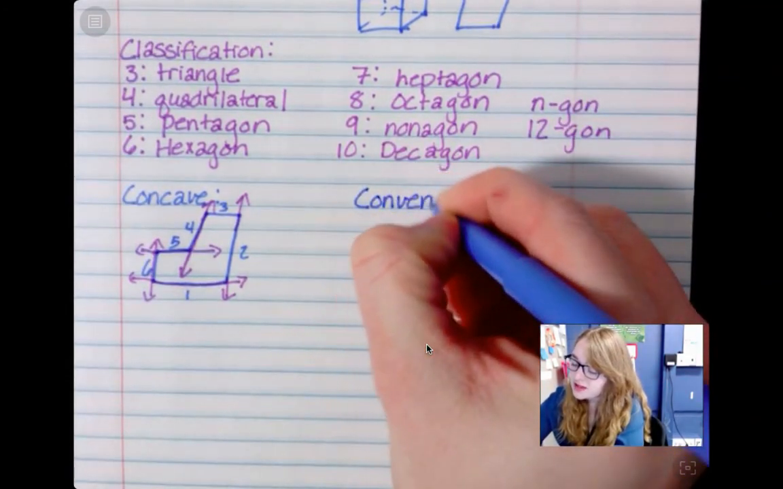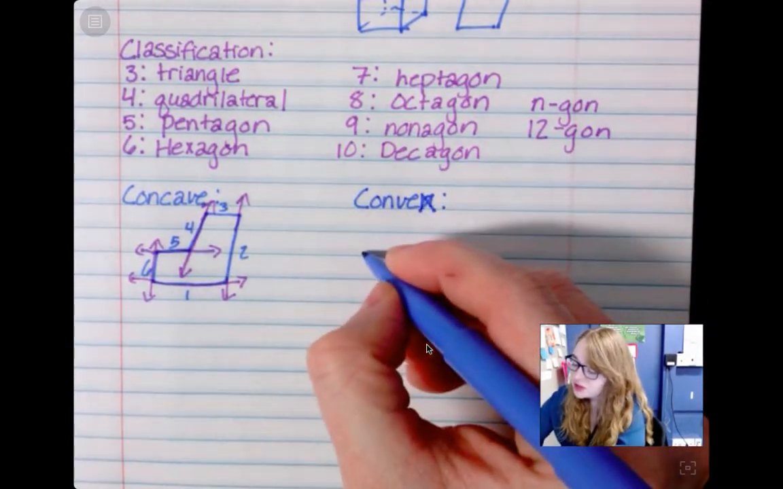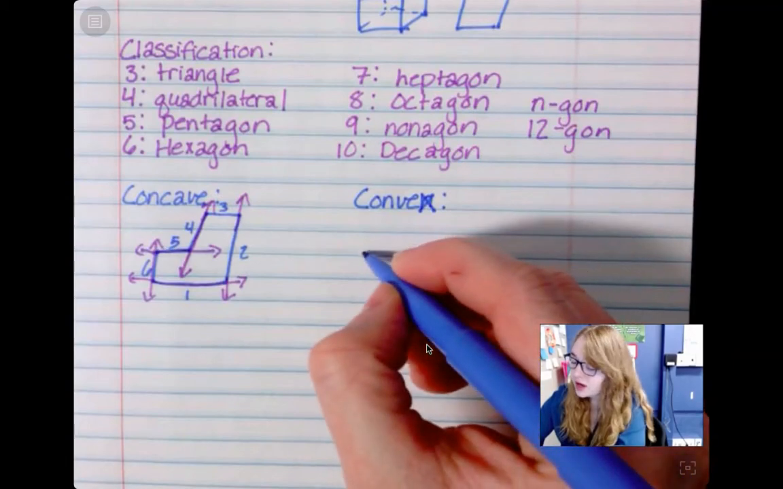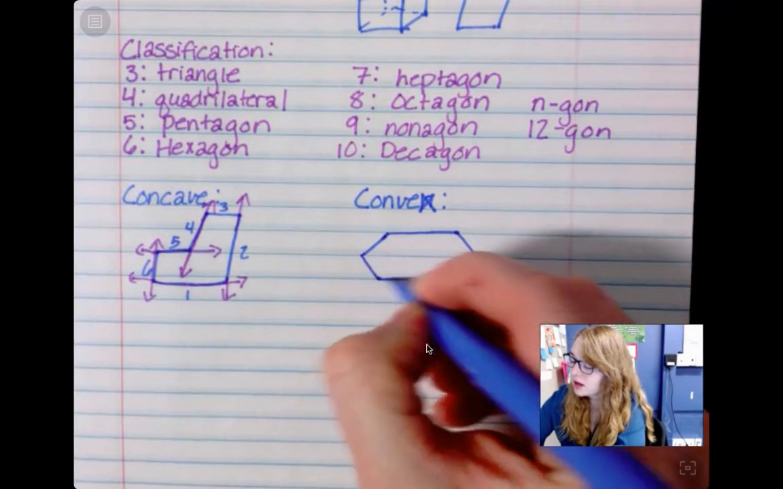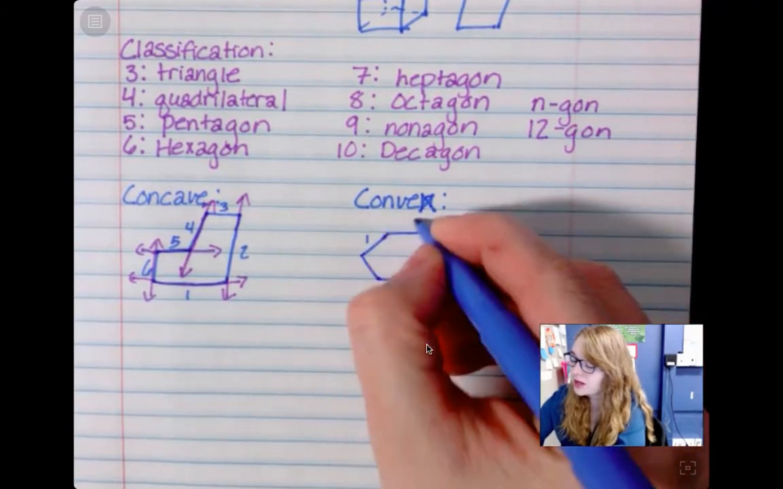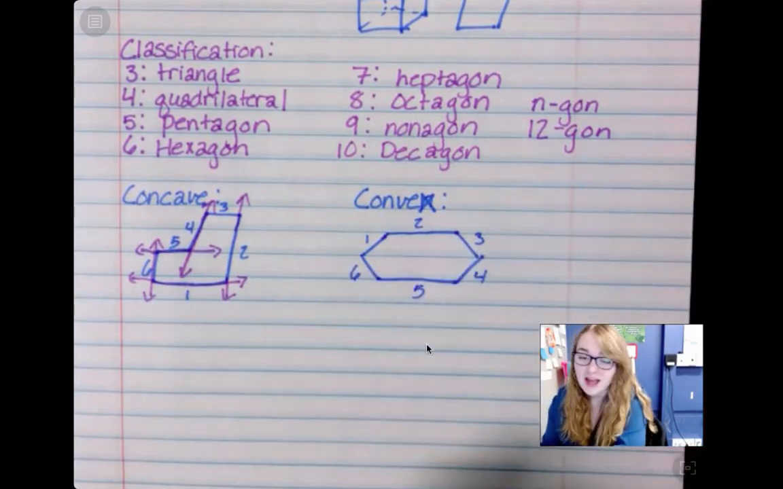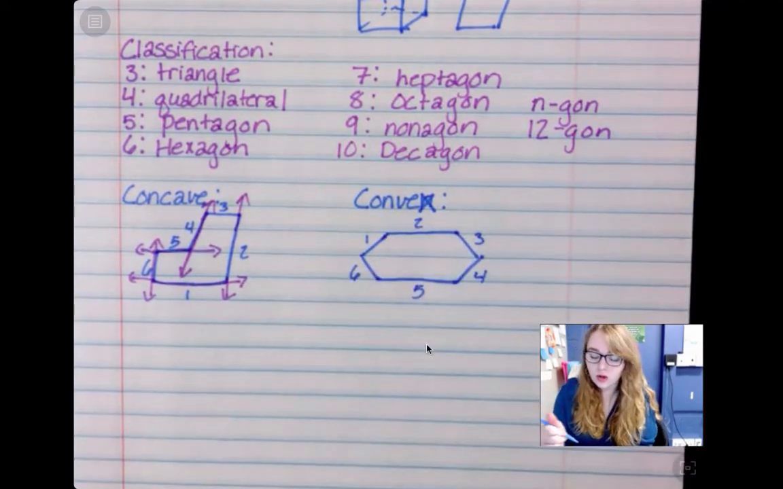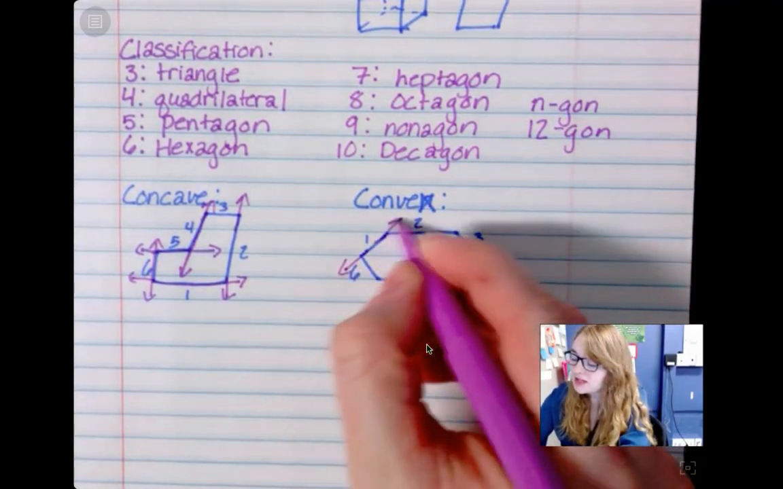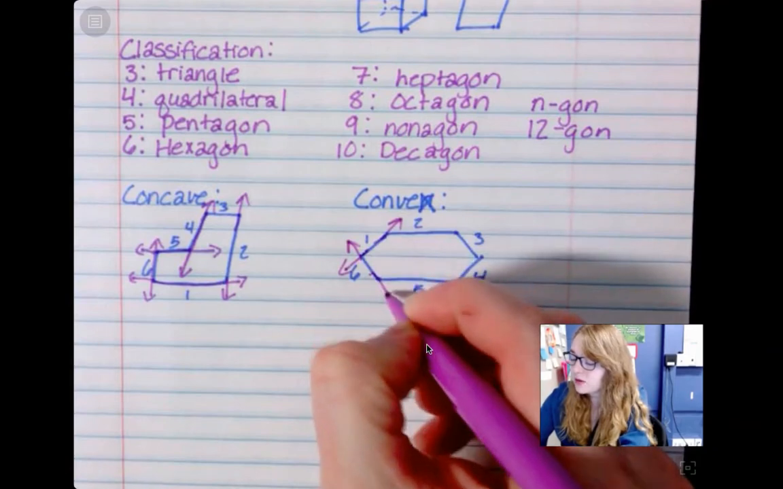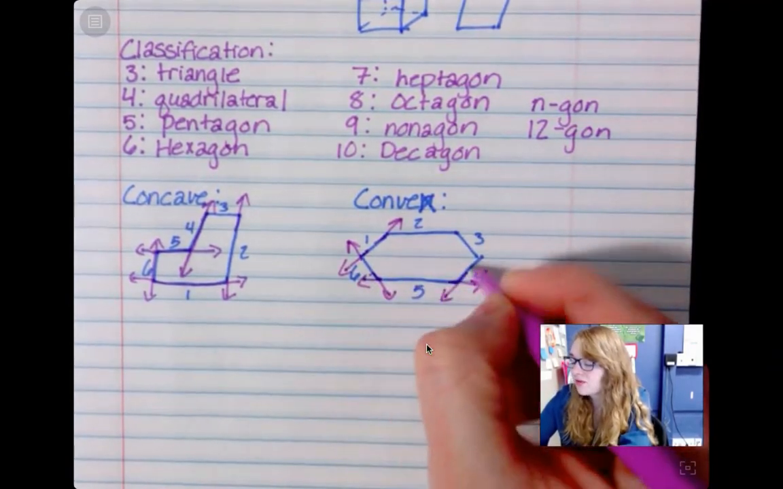Now, convex shapes are shapes that do not go through the interior. So drawing here, we have 1, 2, 3, 4, 5, 6 sides. So this is another hexagon. And if we follow all sides of our hexagon shape, we can see that none of them go through the interior of the shape. Since none of them go through the interior, we know that this is a convex shape.